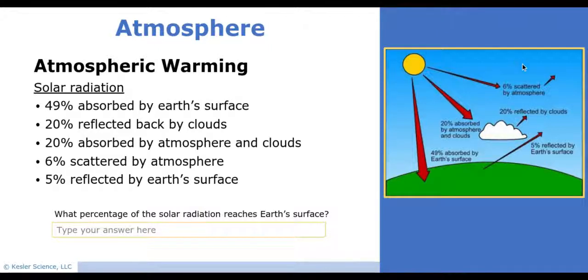6% is scattered into our atmosphere. There's many ways that this shows up to us, but in one way it can be the light that hits the water molecules that show up in a rainbow. And then 5% is reflected by Earth's surface. So 5% of the solar radiation hits Earth's surface and then shoots back up into space.